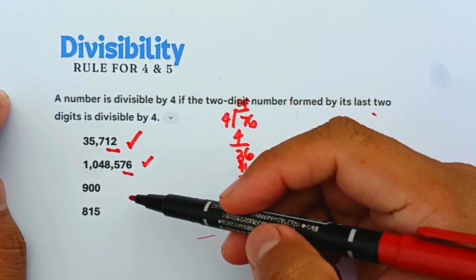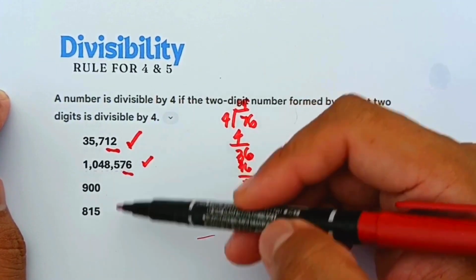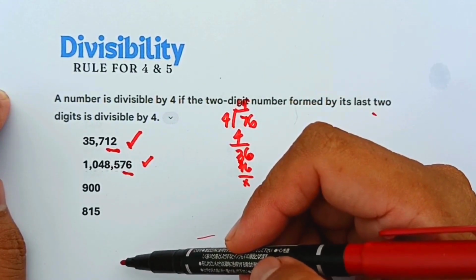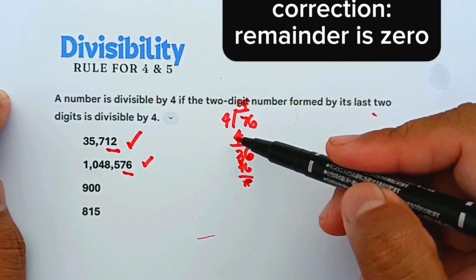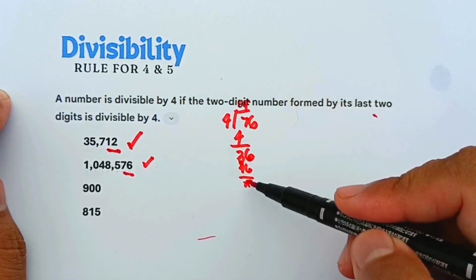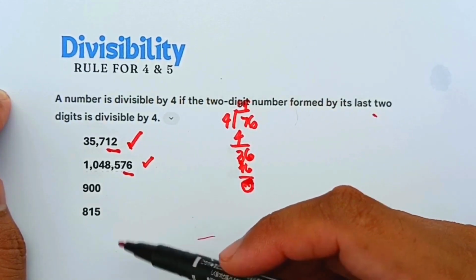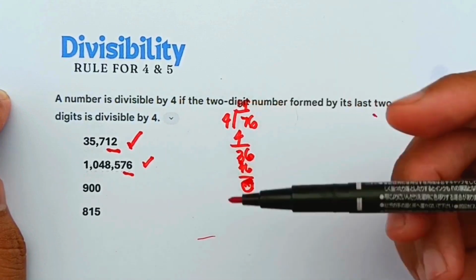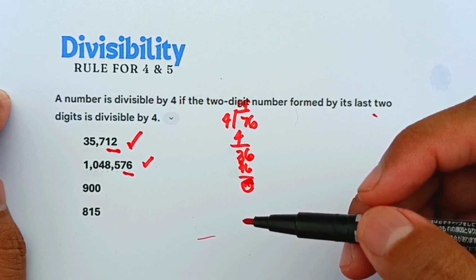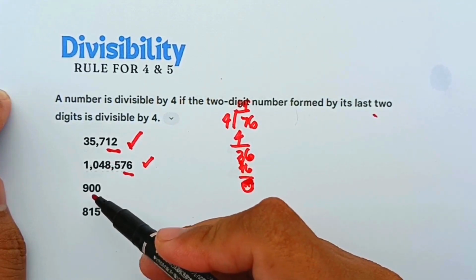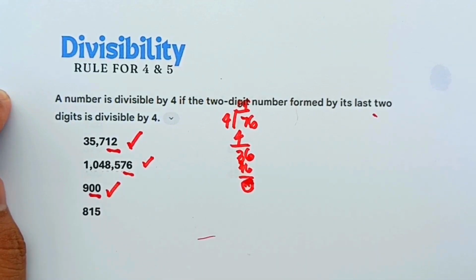Now, before we proceed to the third example, when we say exactly divisible, when a particular number is divided by 4, our remainder is 0, just like in 76 divided by 4, the quotient is 19 and our remainder is 0. Now, let's move on to 900. A while ago, I said that a number is exactly divisible by 4 if the last two digits are also 0, 0. Since in 900 the last two digits are 0, 0, 900 is exactly divisible by 4.